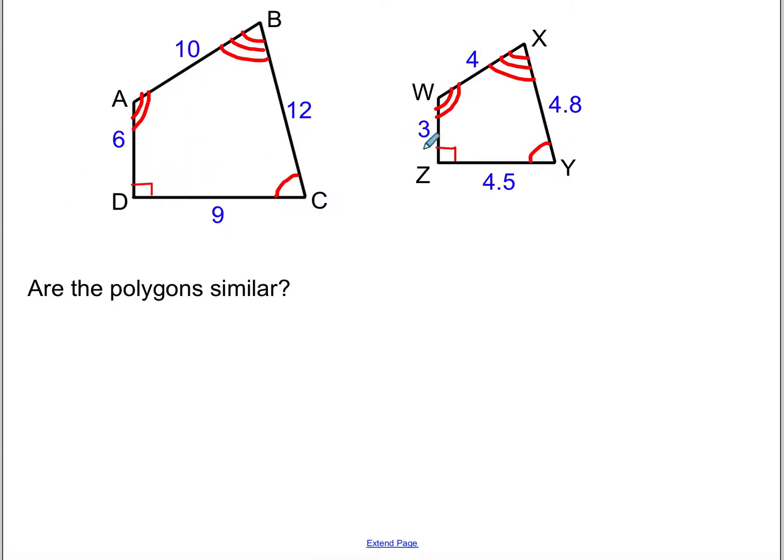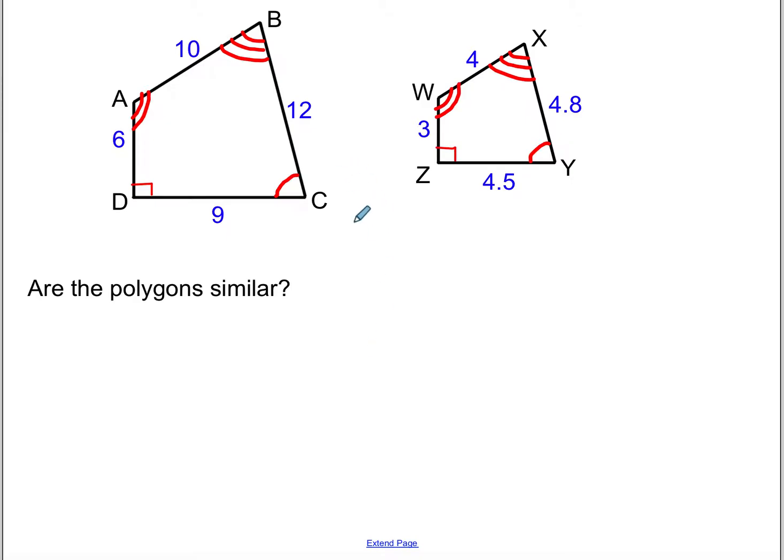D corresponds to Z. Are those the same? Yes, they're both right angles, so those are congruent. A corresponds to W. Because of the arc marks, we know that those two are congruent. B corresponds to X. Because of those arc marks, we know that those are congruent. And C corresponds to Y. Once again, because of the arc marks, we know that those two angles are congruent.